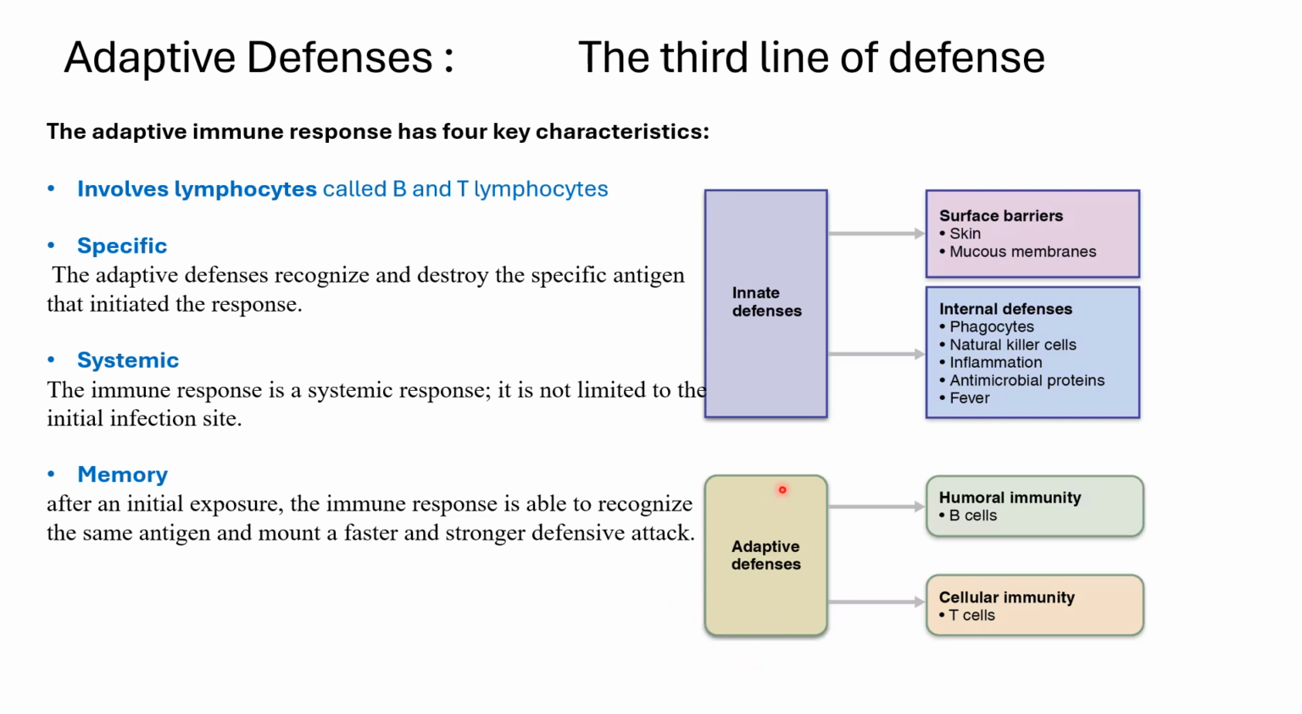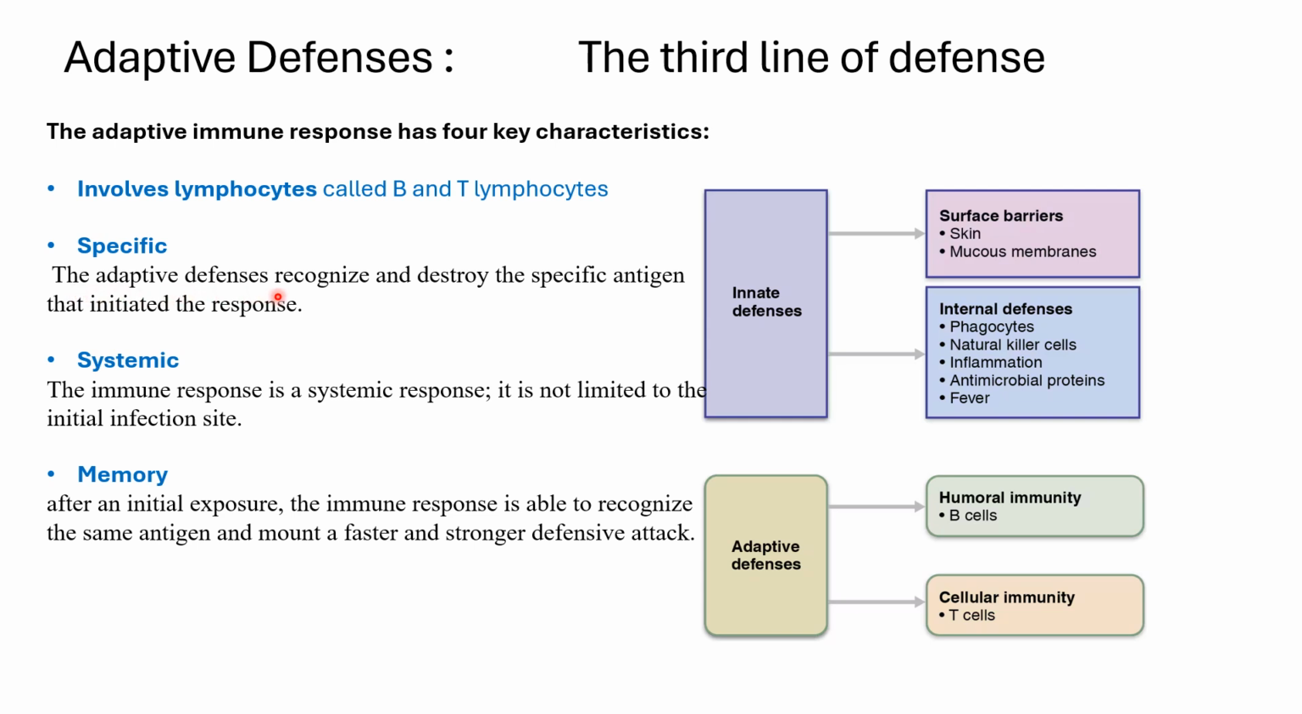Adaptive defenses have a humoral arm and a cellular arm. The humoral arm is provided by the B cells, B lymphocytes, and the cellular arm is due to the T lymphocytes. So they are both lymphocytes. And there are some things which are important about the adaptive defense. Like I already said, it involves lymphocytes. And then it is specific. Our innate defenses were not specific. But this is specific. What does this mean?